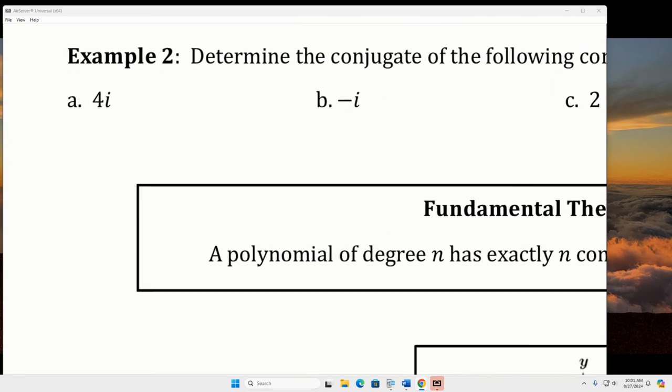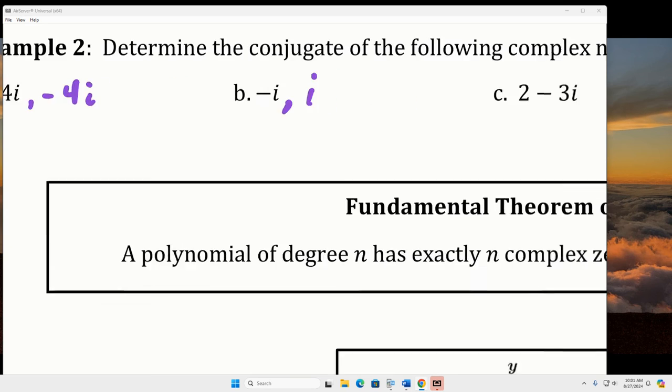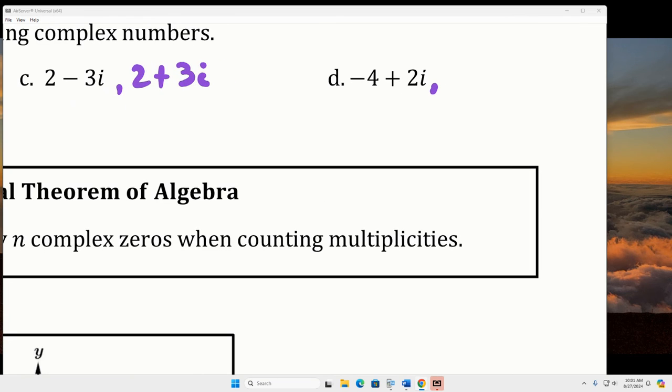All right, so this was actually one of the ones I just talked about. So for 4i, we're going to determine what its conjugate is. So it's going to be negative 4i. What do you guys think about i? Or sorry, negative i, would just be i. Good. Okay, these are slightly more difficult. So 2 minus 3i, its conjugate, 2 plus 3i, good. So the real part is the same, the imaginary part is opposite. They always come in pairs.